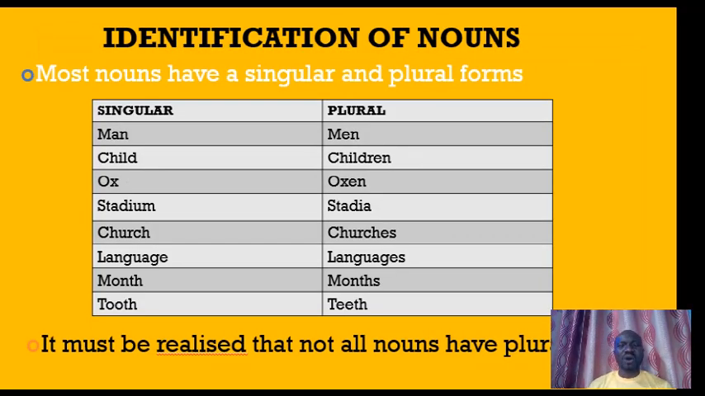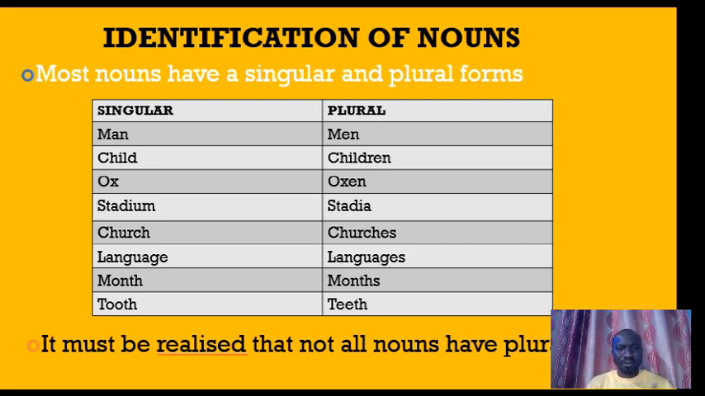Now let us go to how to identify a noun in a sentence, or how to easily identify a noun. One, most nouns have singular and plural forms. So this gives you the idea that if a name or an object, animal or a thing can give itself to be counted in plural form, we consider such words as nouns.